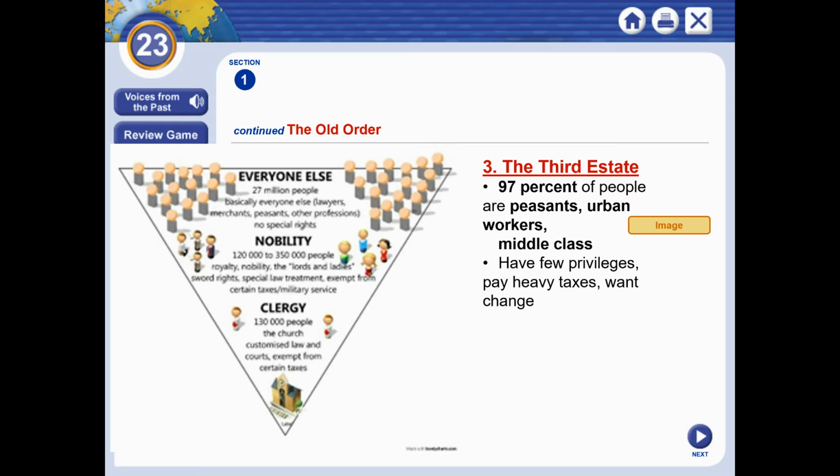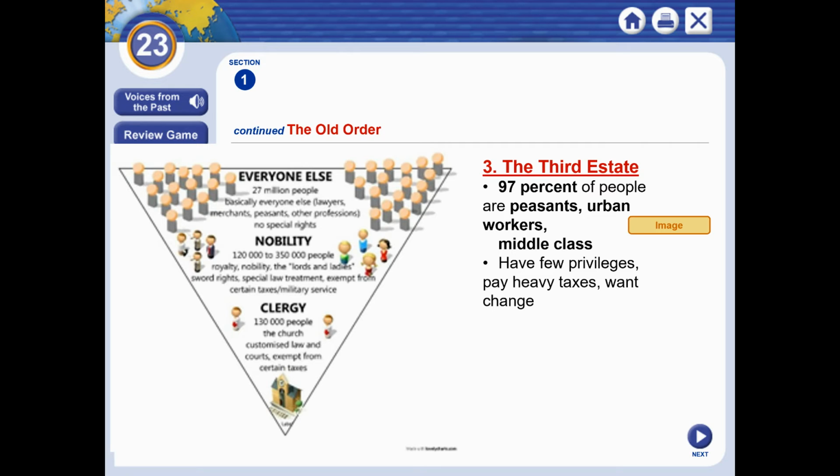Peasants formed the largest group within the third estate. They made up more than 80% of France's 26 million people. Peasants sometimes paid half of their income in dues to nobles, in tithes to the church, which is like taxes to the church, and taxes to the king's agents. They even paid taxes on basic things like salt.